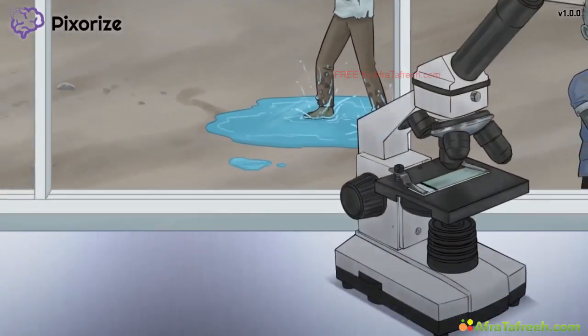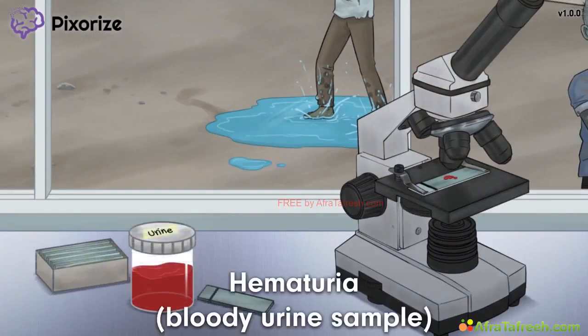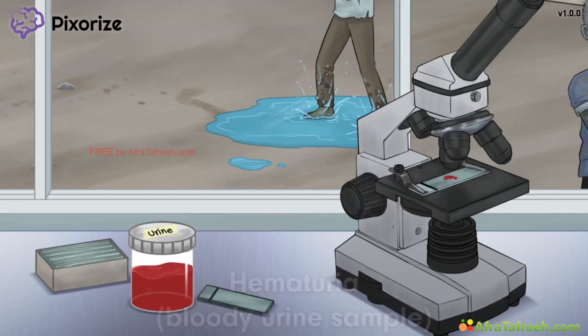Next, shift your attention back inside the lab. Check out that bloody urine sample you're analyzing under the microscope. Gross. I sure hope you're wearing gloves while you're examining this specimen. This bloody urine sample is here to remind you that microscopic polyangiitis causes hematuria, or blood in the urine. This is caused by kidney damage, but we'll go into the pathophysiology of this later on in this video.